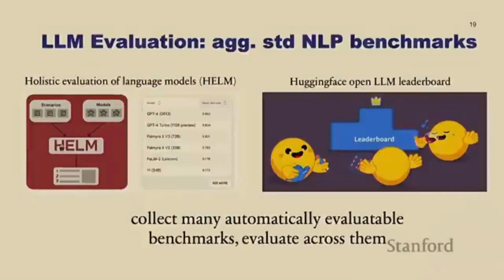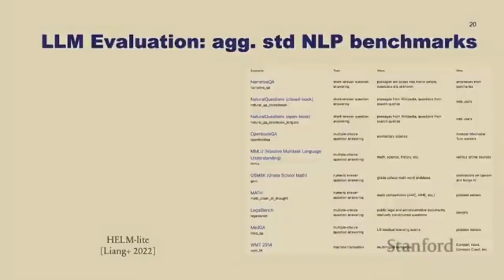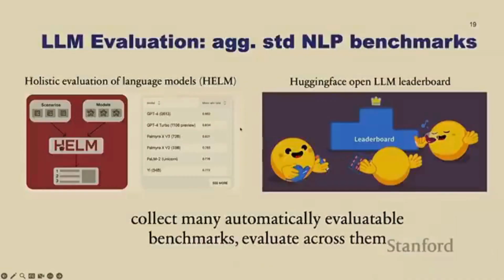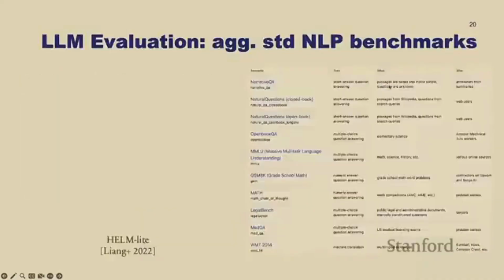One other way, now more common in academia, of evaluating these LLMs is taking all the classical NLP benchmarks, and I'll give you a few examples later, and aggregating everything. So collect as many automatically evaluatable benchmarks as possible and evaluate across all of them. Two such benchmarks are HELM, which is from Stanford, and the Hugging Face Open LLM Leaderboard, which are probably the two most common ones right now.